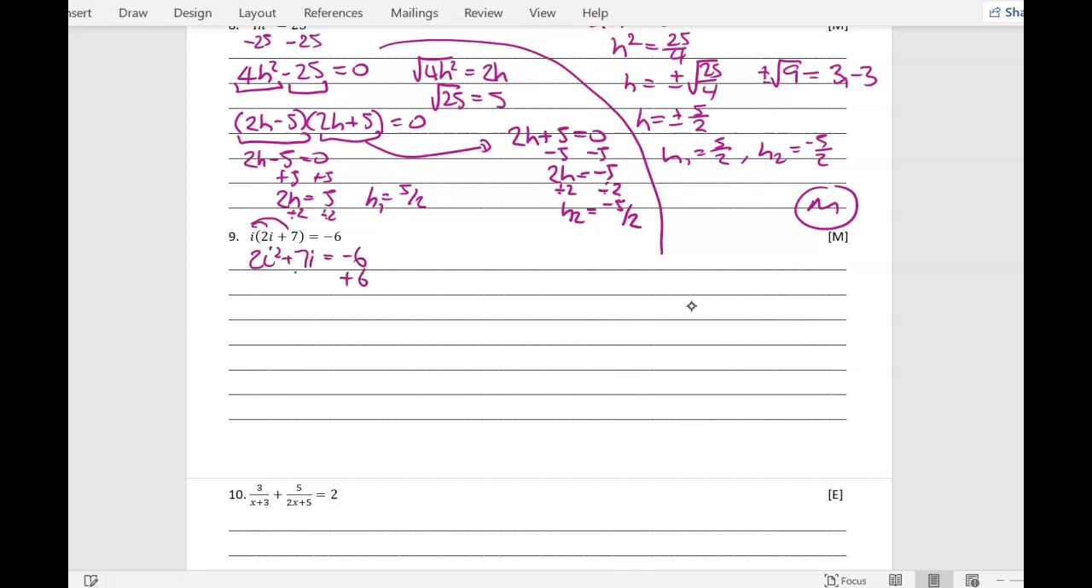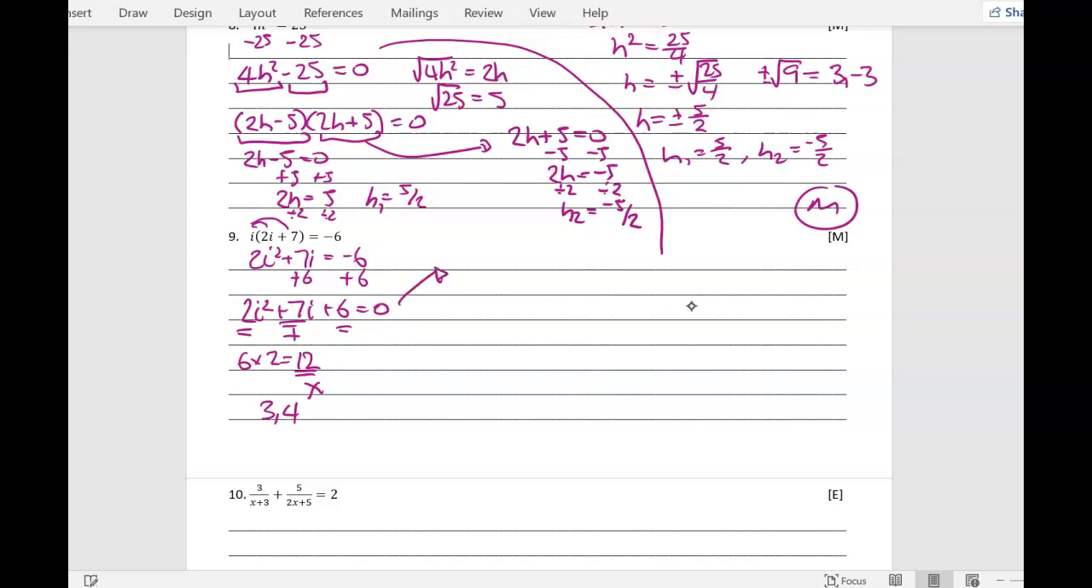I'm then going to go plus 6, plus 6. So that means 2i squared plus 7i plus 6 is going to be equal to 0. I now need to factorize. The issue being that 2 there, I'm going to need to multiply the 2 and the 6 together. So 6 times 2 gets me to 12. I now need to think what numbers multiply to that 12 but add to that 7. And hopefully you've got it, 3 and 4.